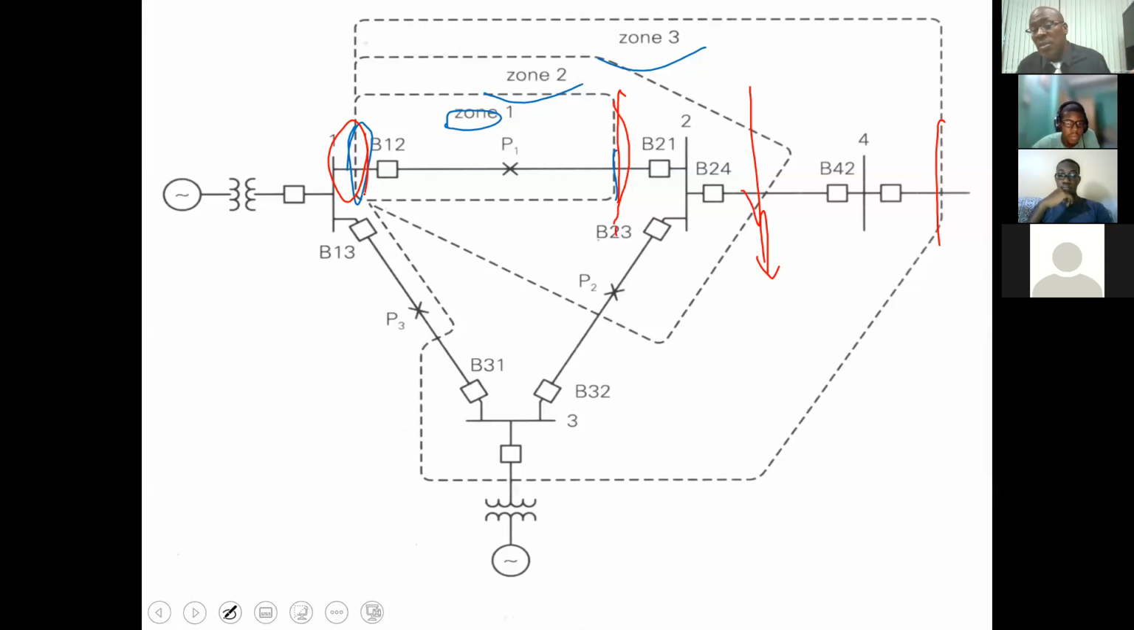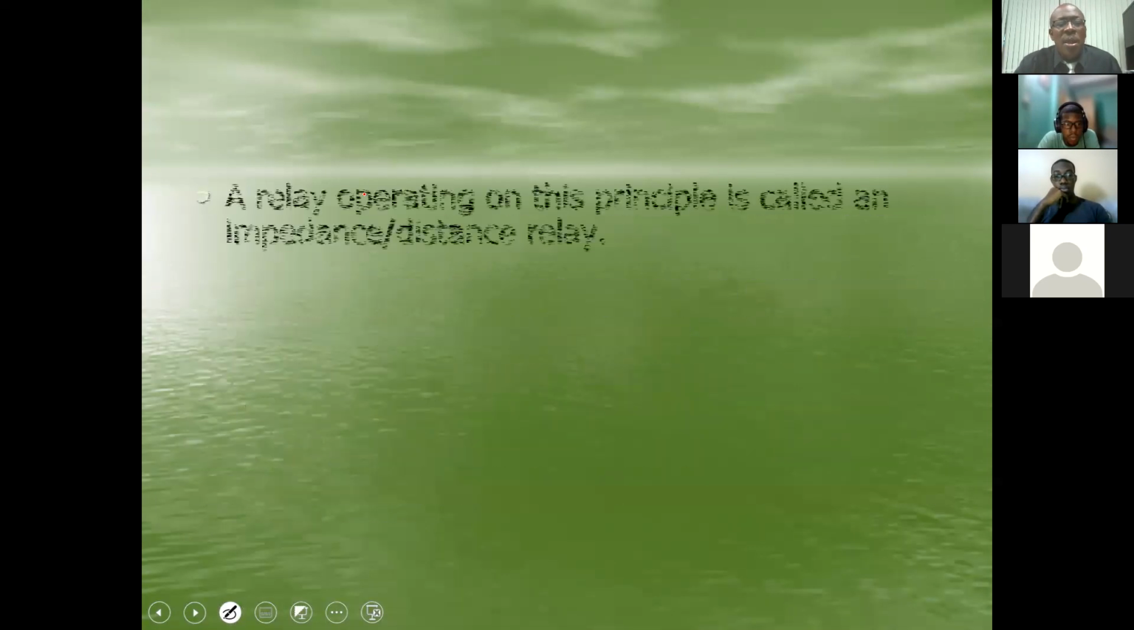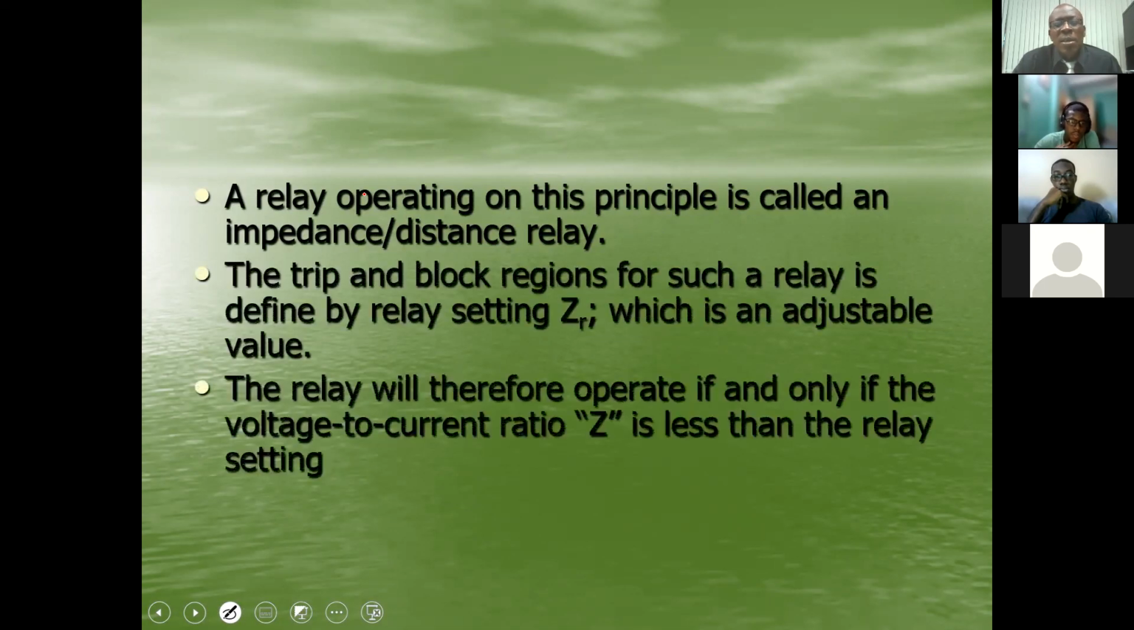So in other words, we cast our net and we start taking care of the community. So we start by looking at the neighbors. Well, first of all, we're concerned about our own yard. Then we have our immediate neighbor, and then we start looking at the community. But again, we'll come back to all of that. So we call it an impedance or a distance relay.